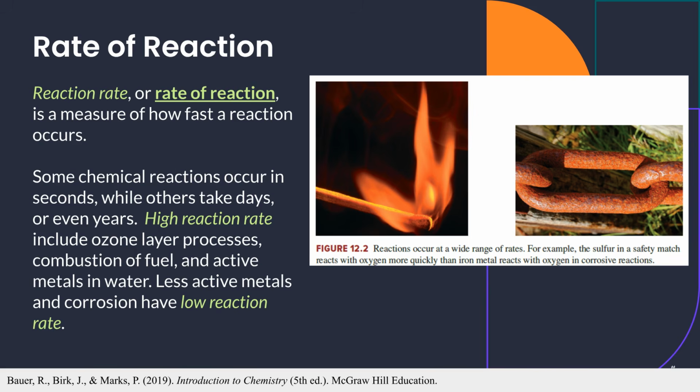Some reactions occur very quickly, such as combustion or explosions, while others occur very slowly, like rusting. A high reaction rate means the reaction happens fast, while a low reaction rate means it happens slowly. These differences help explain why some chemical changes are dramatic, and others are barely noticeable.